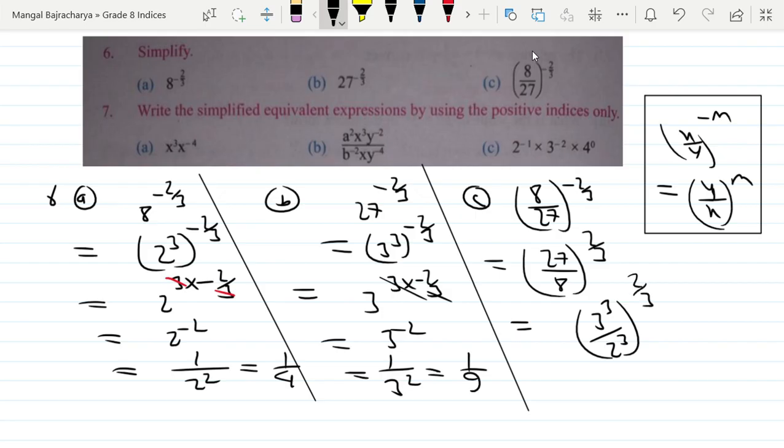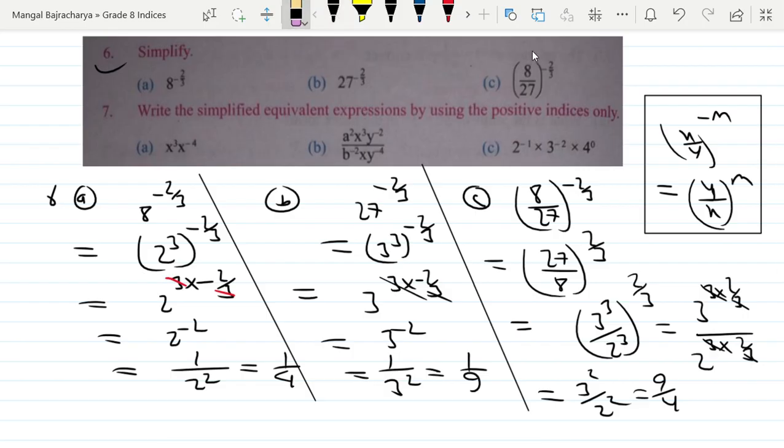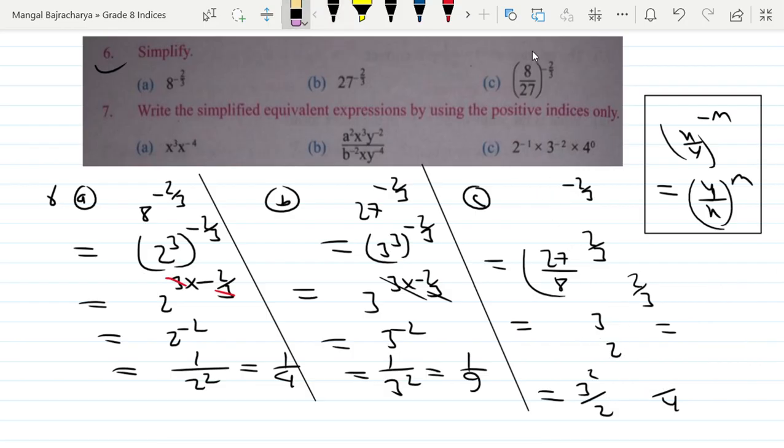So once we do that, what are you going to get there? There is power of the power, so those powers will get multiplied. 3 power 3 into 2 by 3, and below there is 2 power 3 whole power 2 by 3, so that also will get multiplied. You can cancel the 3 and 3, and you get 3 square divided by 2 square, which gives you 9 divided by 4. So we are done with number C. Now I go with number 7.